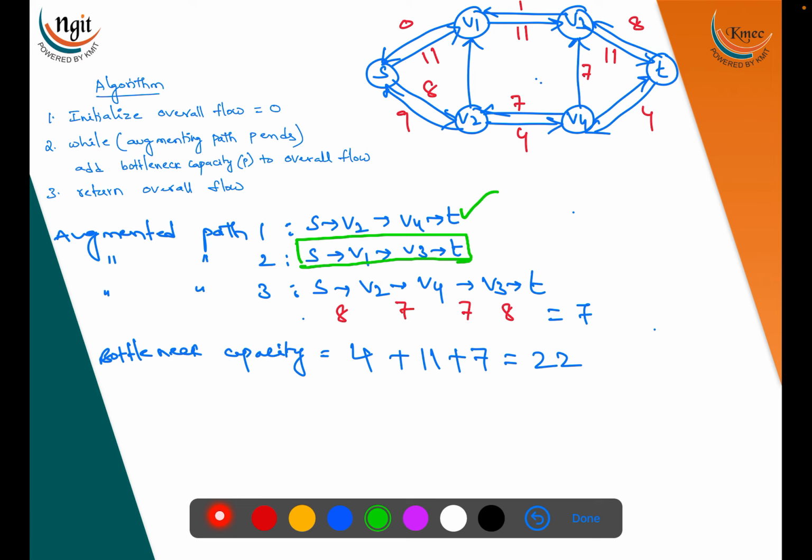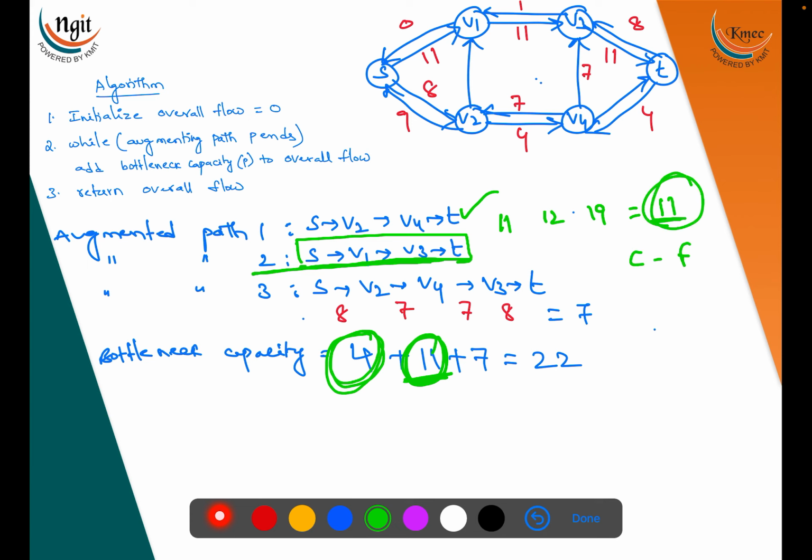I think it is 11, 12, 19. Out of these three, the value is 11. So when you calculated the augmenting path, you got bottleneck capacity which is 11. Now 4 is the first augmenting path bottleneck capacity, 11 is the second augmenting path capacity. Now draw the residual graph corresponding to this 11. So when I draw the residual graph, what is residual graph capacity? Capacity minus the flow value. Flow value you got is 11.